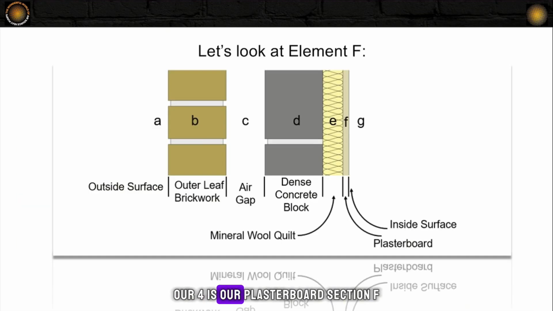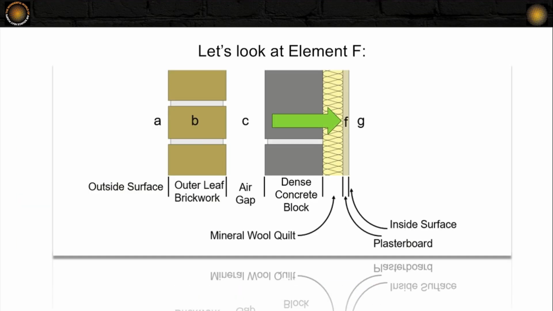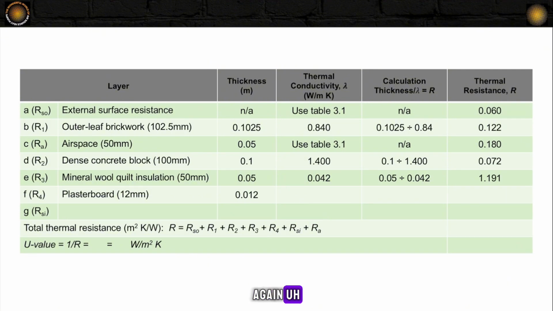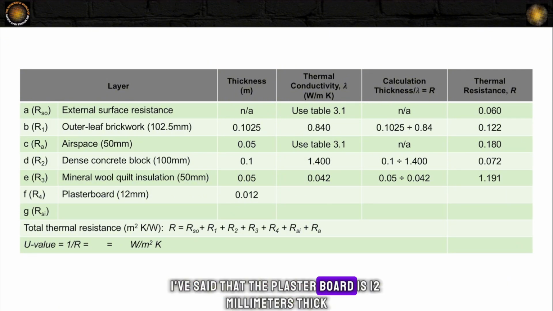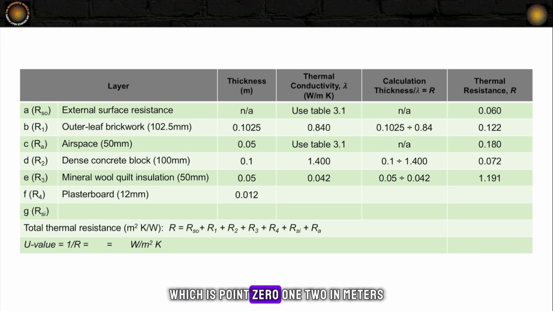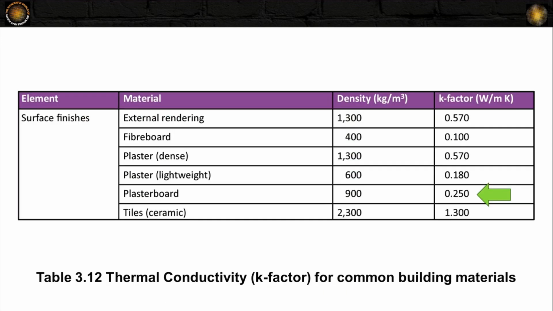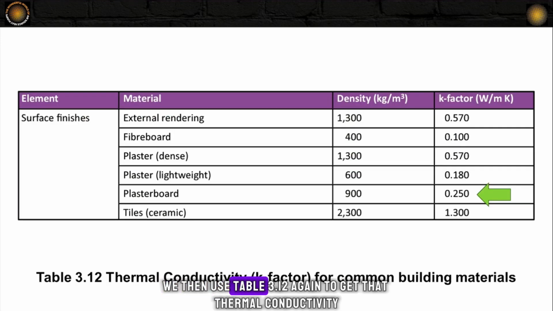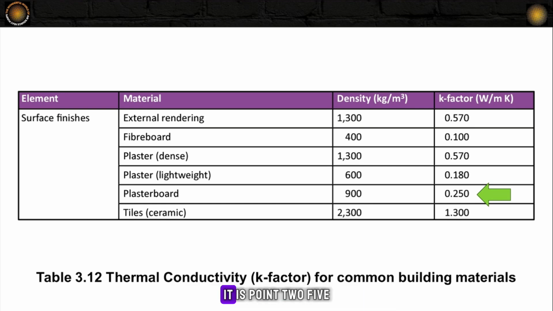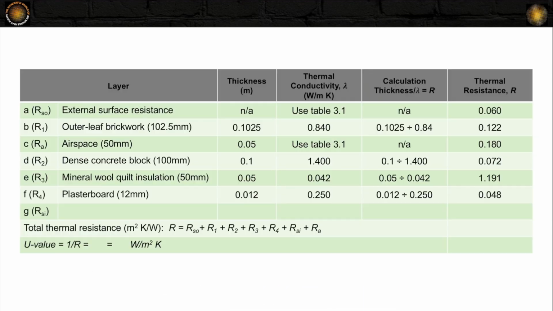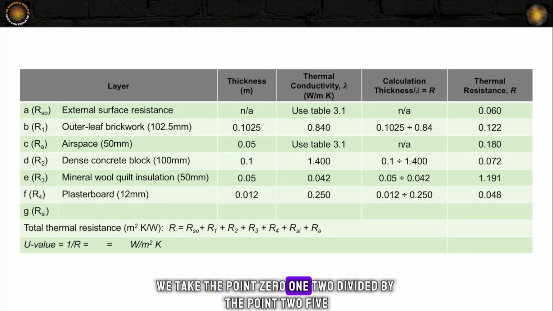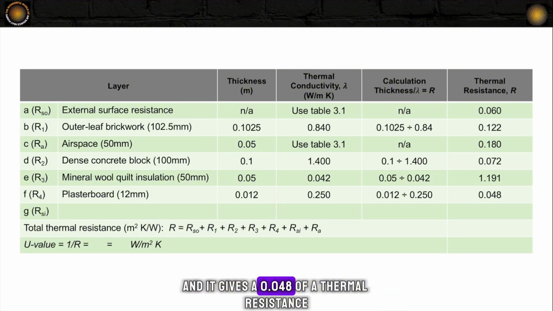R4 is our plasterboard, section F. So again, just as an example, I've said that the plasterboard is 12 millimeters thick, which is 0.012 in meters. We then use table 3.12 again to get that thermal conductivity, that K factor, and in this instance for plasterboard it is 0.25. We take the 0.012, divide it by the 0.25, and it gives us 0.048 of a thermal resistance.